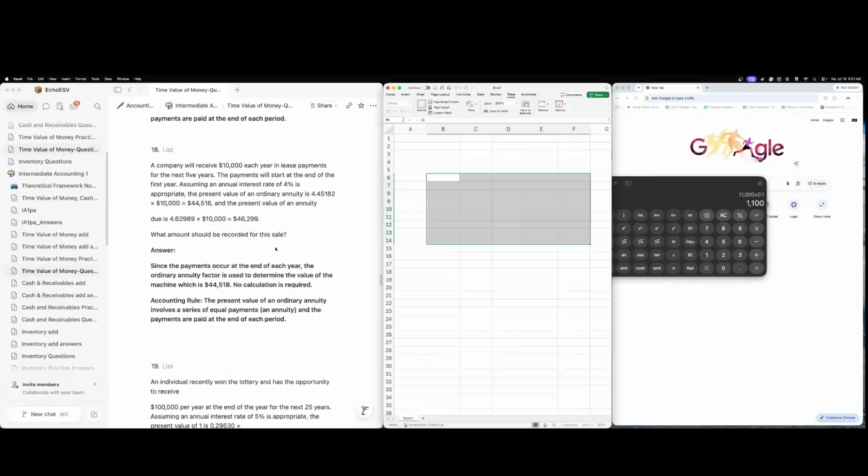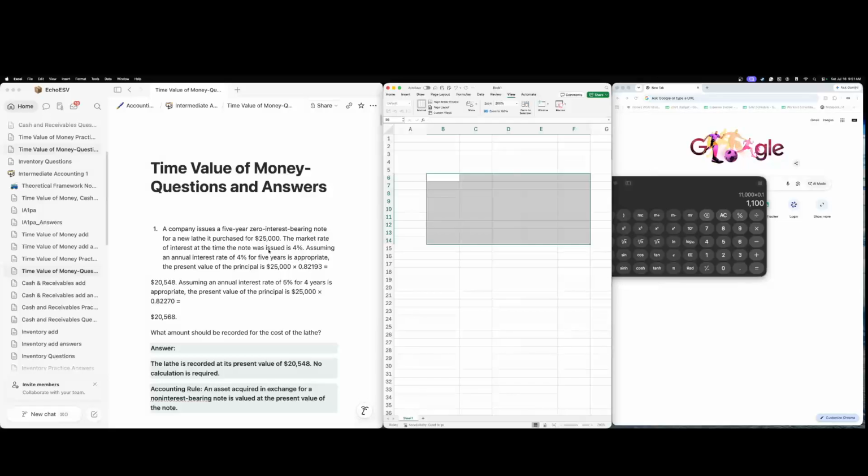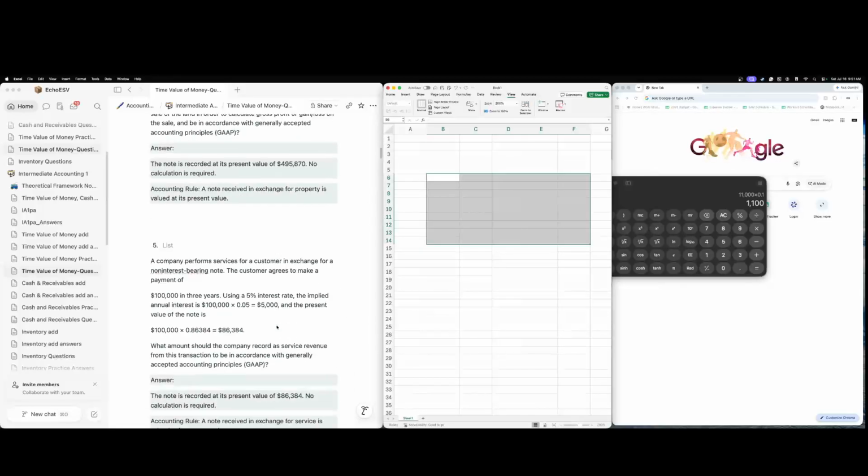Most of it is related to how to record these, whether or not it's a zero-interest-bearing or non-interest-bearing note, or a note that is exchanged for an asset. For example, they buy land with a note. That doesn't matter. The only reason it would be recorded at the present value rather than the future value is if the note is less than a year, a current asset. Otherwise, it's recorded at the future value.